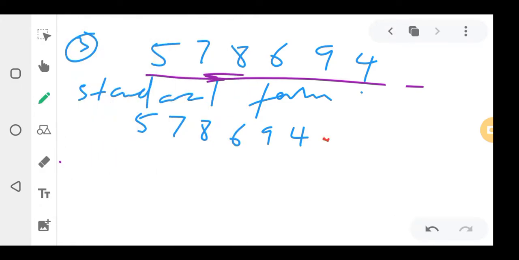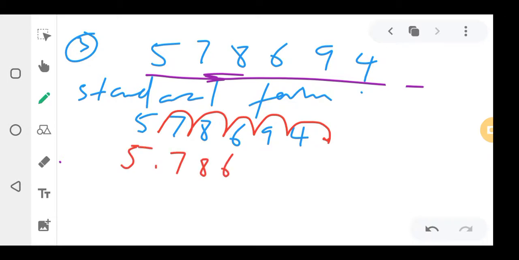And then the point should reach the last number here. So it will come 1, 2, 3, 4, 5. So it means it has moved 5. So in standard form, it will be 5.78694 times 10 to the power 5.